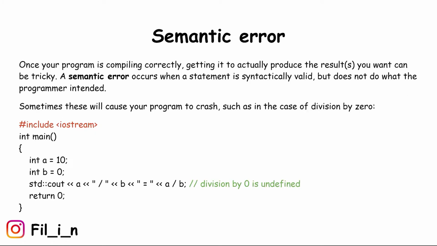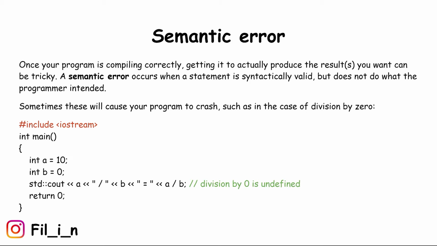Once your program is compiling correctly, getting it to actually produce the result you want can be tricky. A semantic error occurs when a statement is syntactically valid, but does not do what the programmer intended. Sometimes these will cause your program to crash, such as in the case of division by 0.